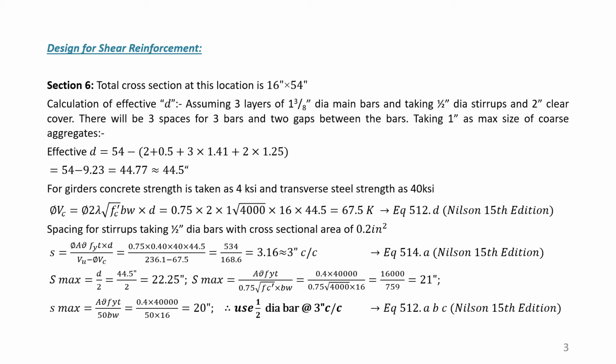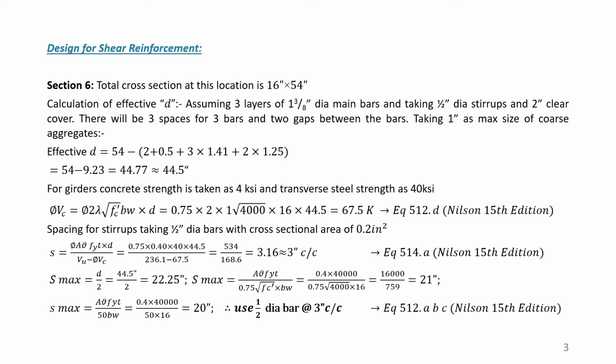This is the spacing, and now at this point we have to check what the maximum spacing requirement is from the ACI code. ACI code specifies that the maximum spacing should be d by 2, and for this section 44.5 divided by 2 is only 22.25. Therefore, our spacing of 3 inches is very far below this value.